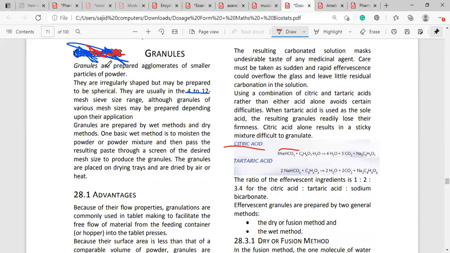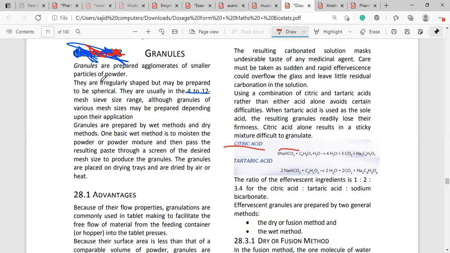Students, granules are prepared agglomerates of smaller particles of powder. It means that these are the agglomerates or aggregation of the powder particles which are smaller in size. Smaller size particles of powder are made to adhere with one another to increase their size to form granules. Means granules are greater in size than the individual powder particles. Granules are the aggregation or agglomerates of smaller powder particles.